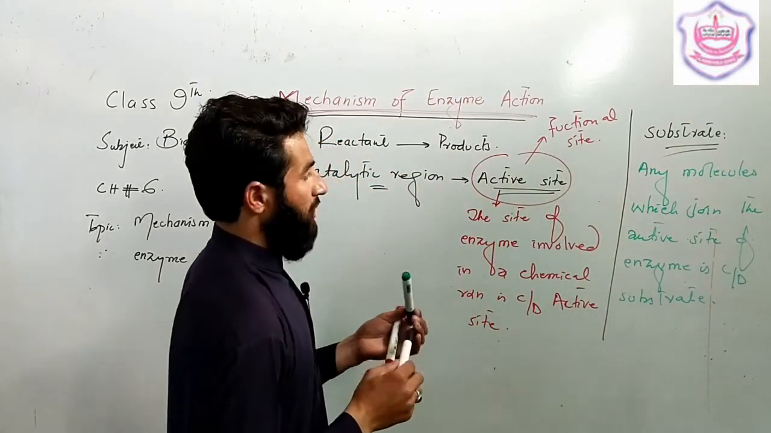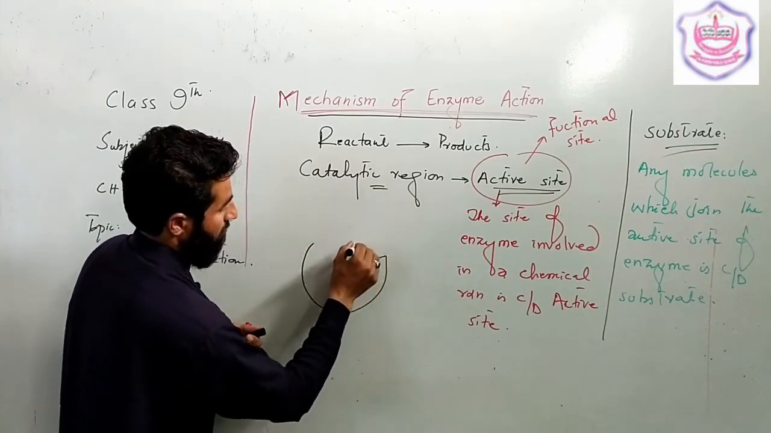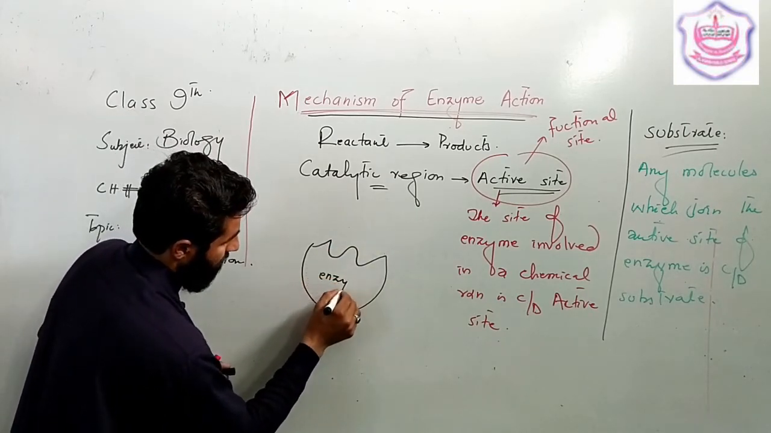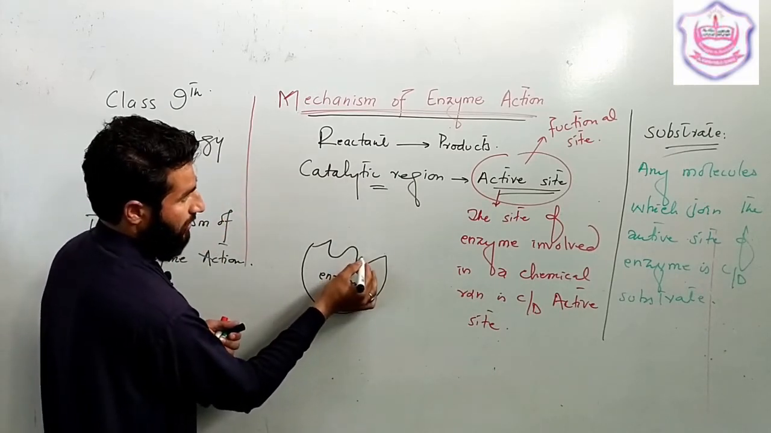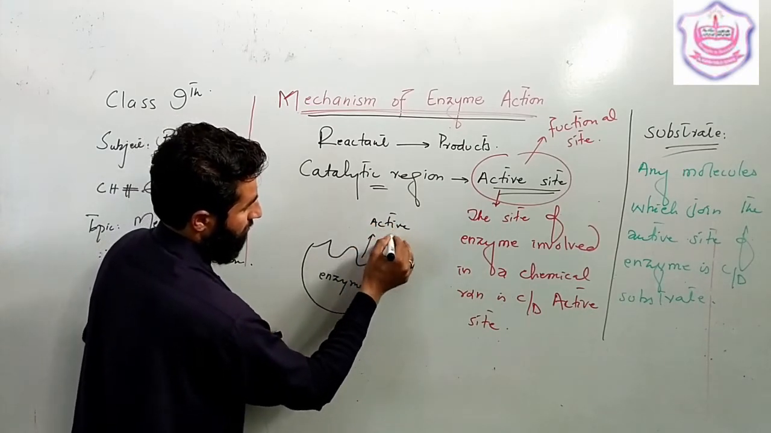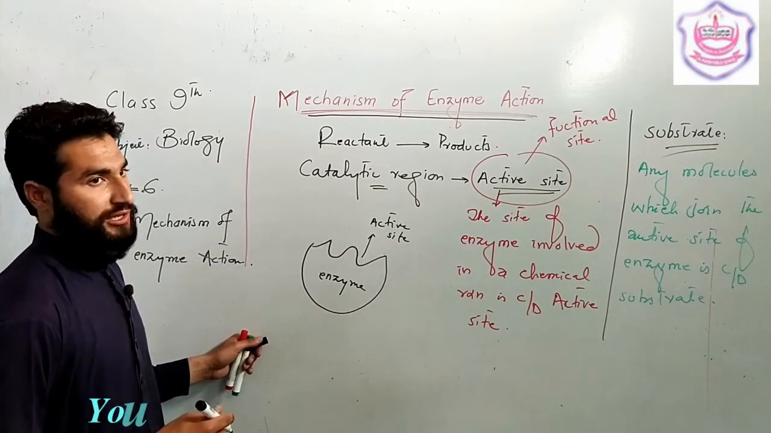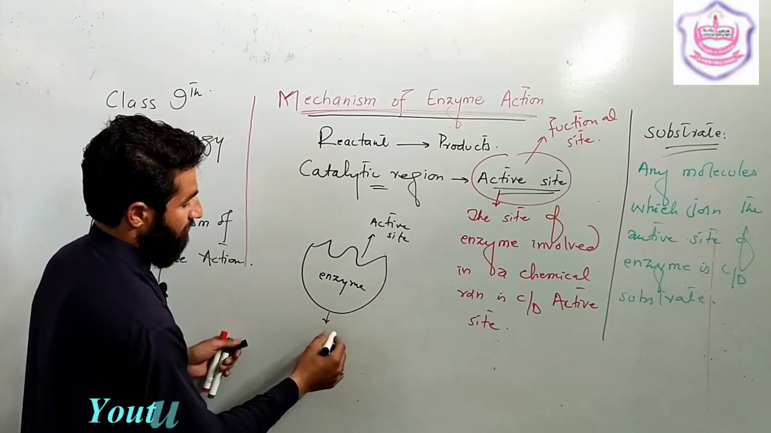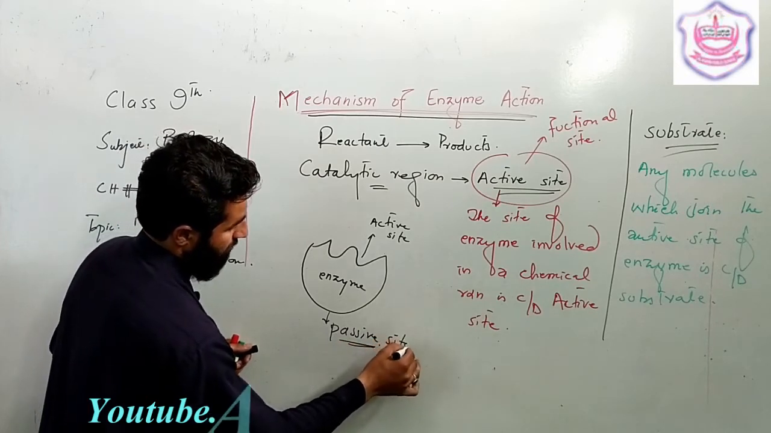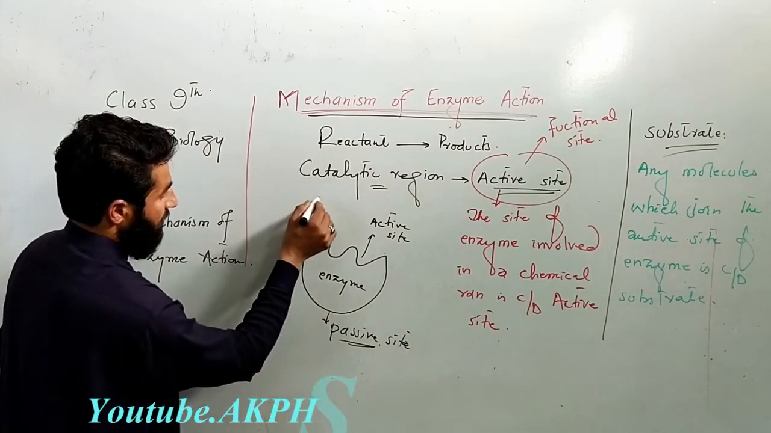For example, this is the enzyme molecule. This one is the enzyme. This site is called the active site, also known as the catalytic region or functional site. This one is known as the passive site of the enzyme, also known as the non-functional or non-catalytic region. And this is the substrate molecule.